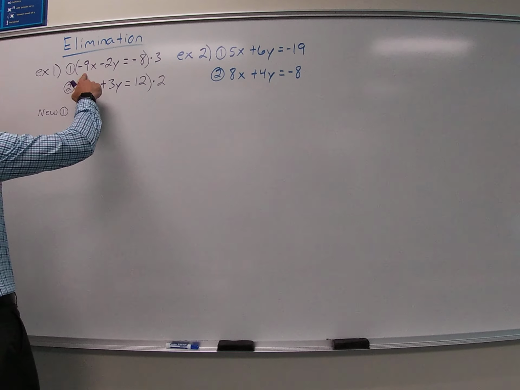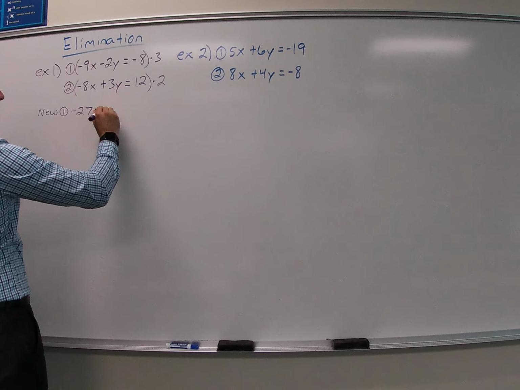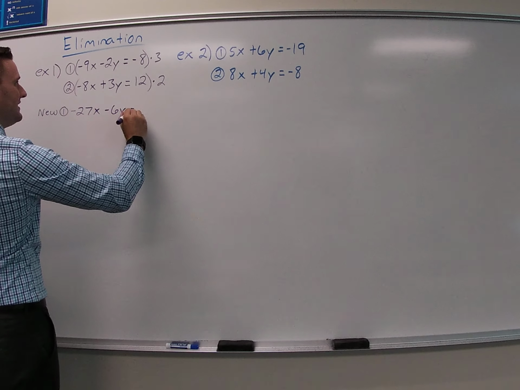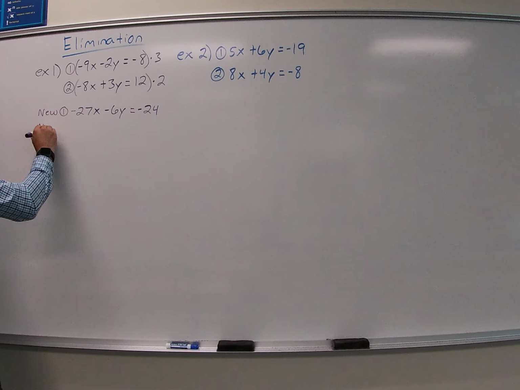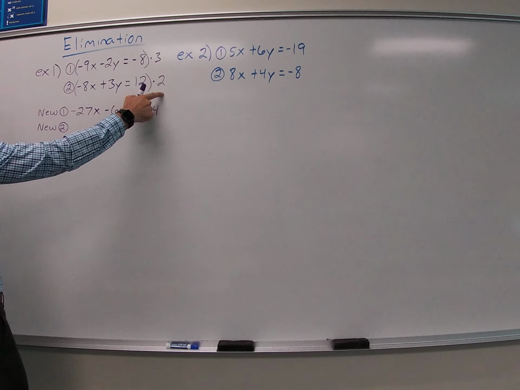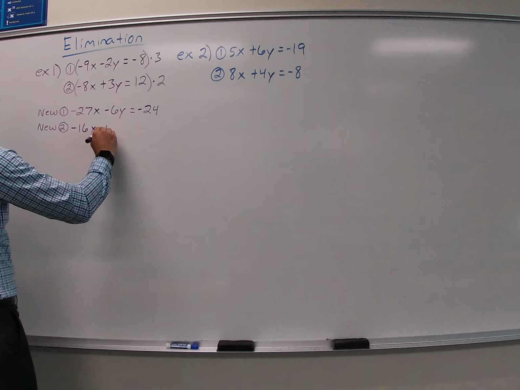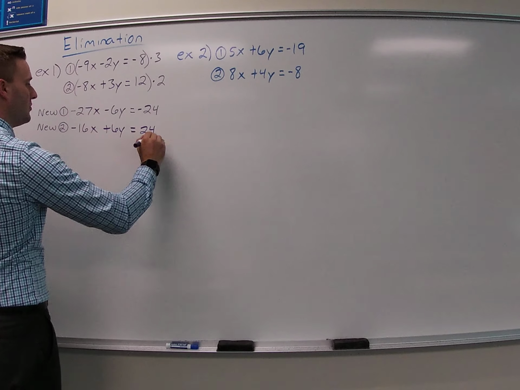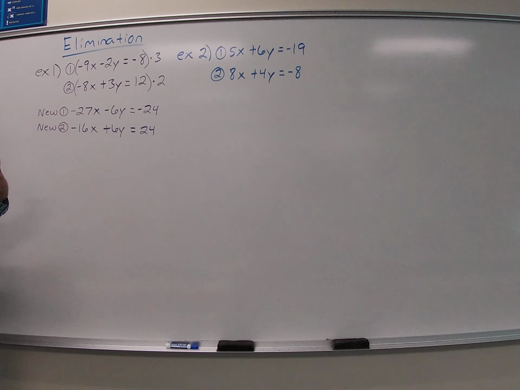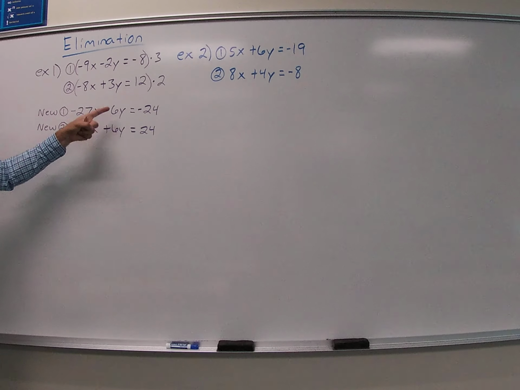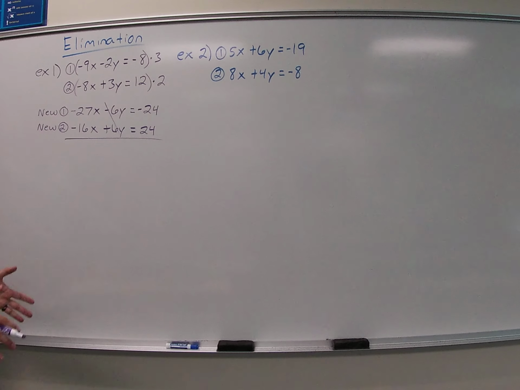Now, negative 9x times 3 is negative 27x. Negative 2y times 3 is a negative 6y. And this is equal to negative 24. Now, what about my new line 2? After I distribute, or multiply each term by 2, I'm going to get negative 16x plus 6y equals 24. So I multiplied line 1 by 3 and line 2 by 2, so that I would have a negative 6y and a positive 6y, so that when I combine these, they cancel out. Our goal worked. We got rid of one variable.